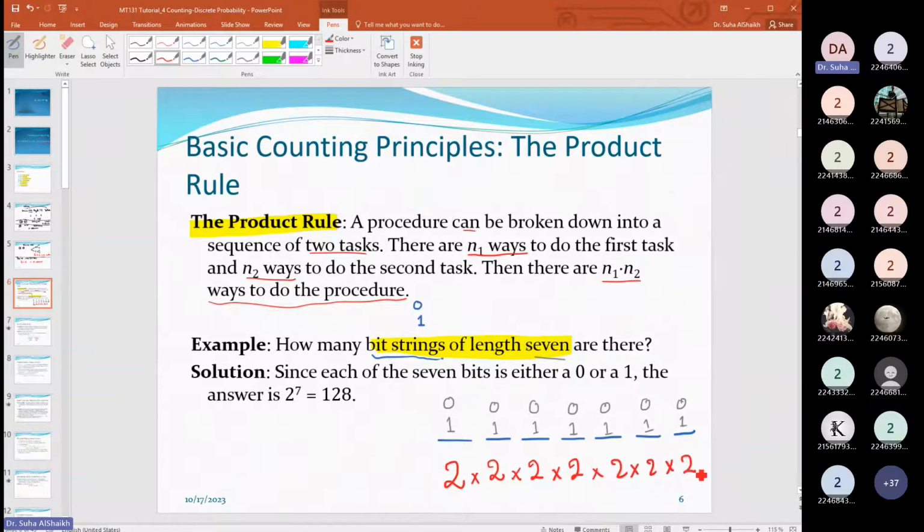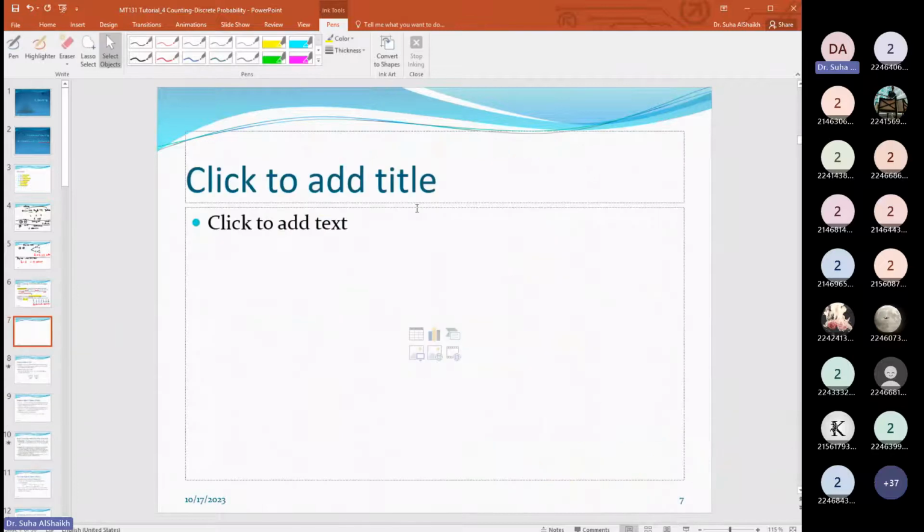How many times do we have? This is 7 2s multiplied, so this is 2 to the power 7. So for the bit string of length 7, how many ways can we form bits here? It is 2 to the power 7 ways, which equals 128. Okay? Now, one more example.